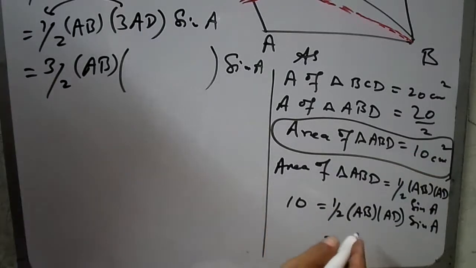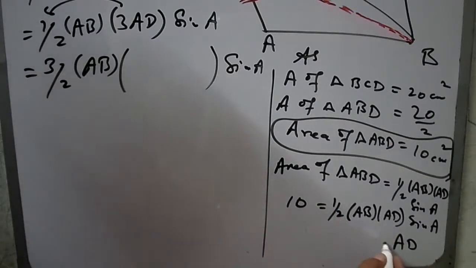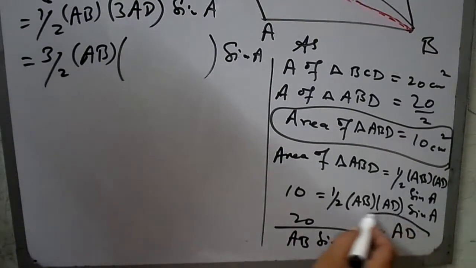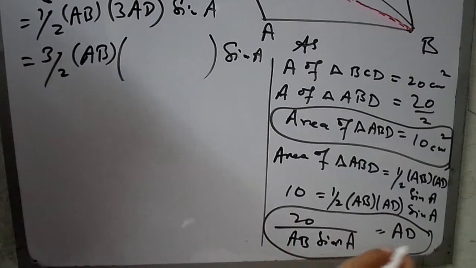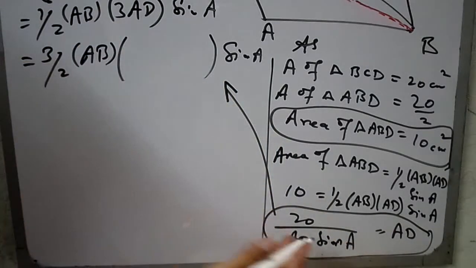So we need the value of AD, so we have to find the value of AD. Leave AD here and shift all the terms there. By using cross multiplication, it becomes 20 divided by AB and sine A. So this deduction can be used here, putting the values, specially for AD.